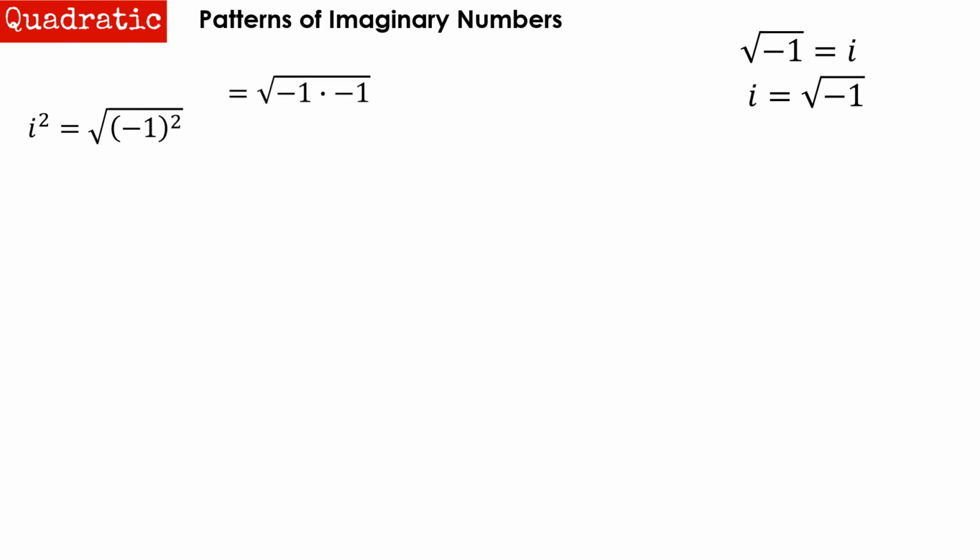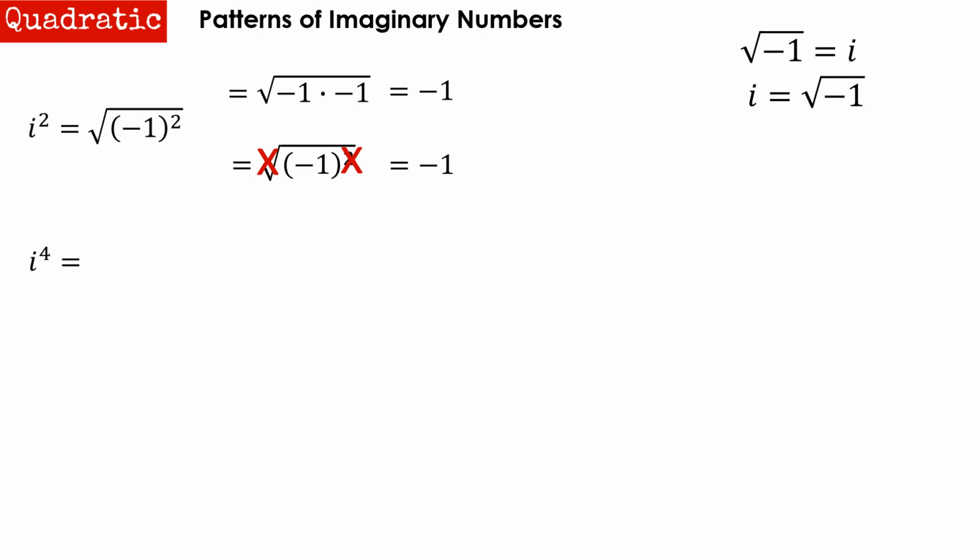We could say that's the square root of negative 1 times negative 1, which is negative 1. Or the square root and the square actually cancel each other, which gives us negative 1. In either case, i squared equals negative 1.